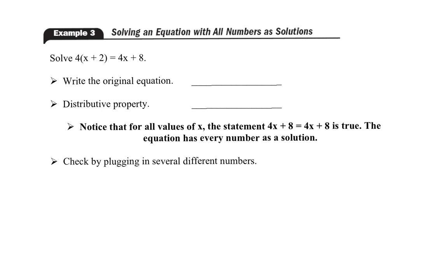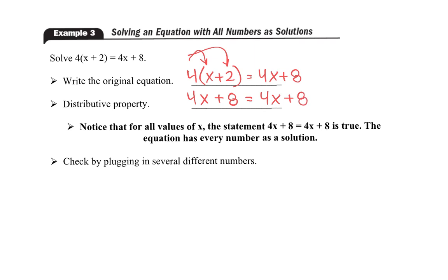All right, let's jump down to the next example. And look at this one. So here, when I rewrite the equation, I've got 4, and then in parentheses, x plus 2 equals 4x plus 8. So I'm going to start by doing the multiplication and distributing that 4. So I've got to do 4 times x and 4 times 2. So this would be 4x plus 8 equals 4x plus 8.